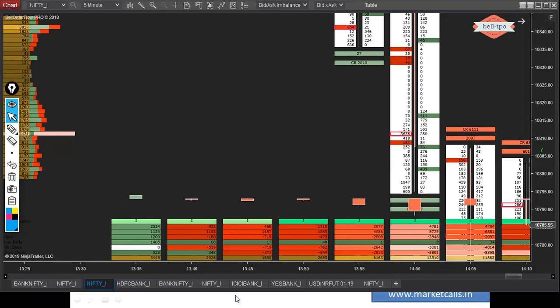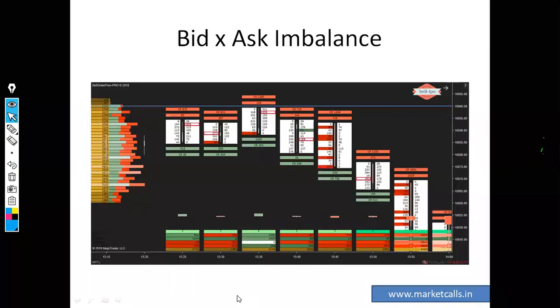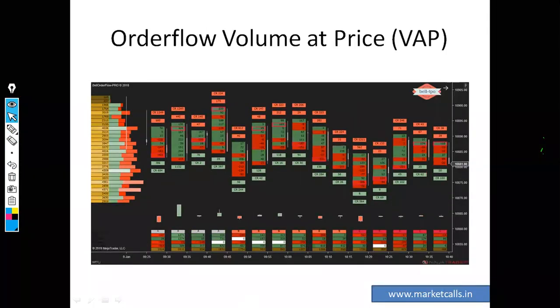And coming back to the charts, next comes the order flow volume at price, and it talks about volume at each and every price interval. Instead of showing the bid and ask, it shows the total volume at each and every price interval. It also shows the total volume of that candle. So it shows volume at each and every price level, and it also shows the total summation of the volume.